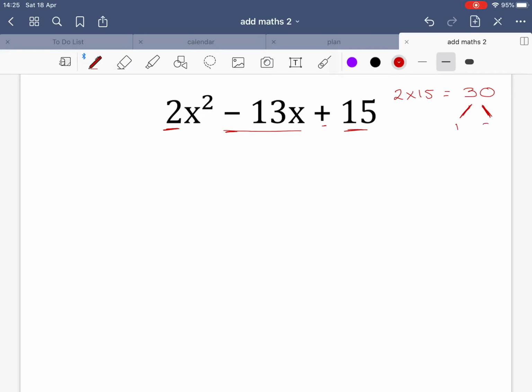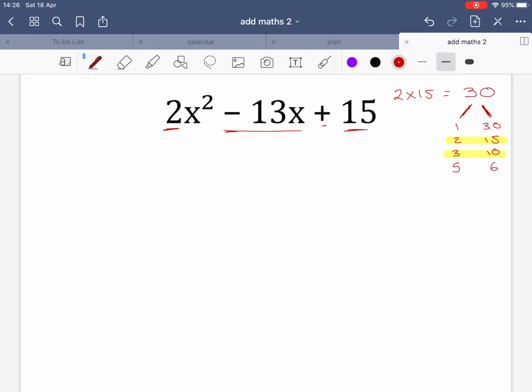So I'm just going to list some factors of 30. So we've got 1 and 30, 2 and 15, 3 and 10, 5 and 6. There are two possibilities that you could make 13, because some of you may immediately stop after the first one and go, well, 2 and 15 makes 13, because positive 15 take away 2 is 13. But also 3 and 10 can make 13, because I could do -3 and -10.